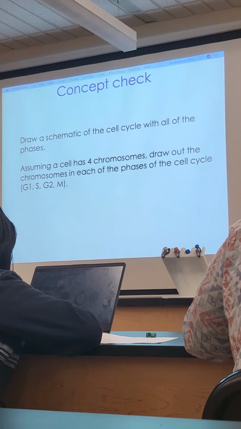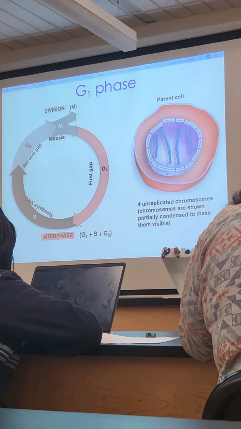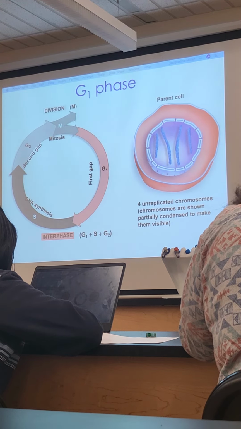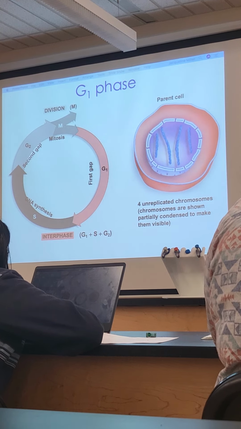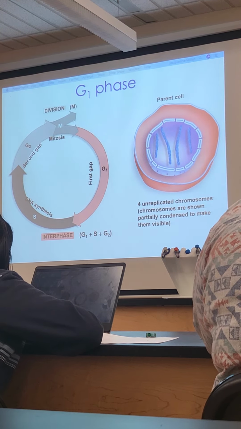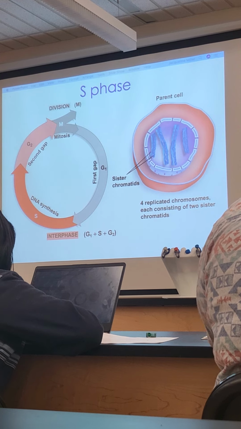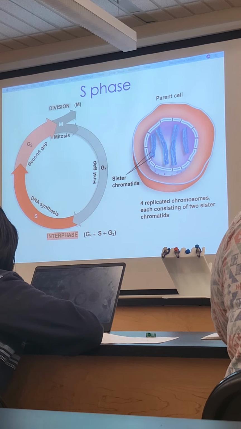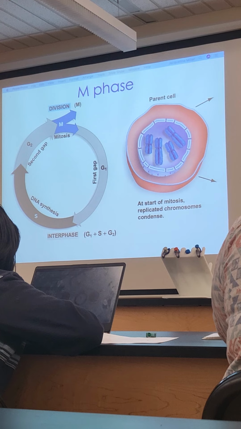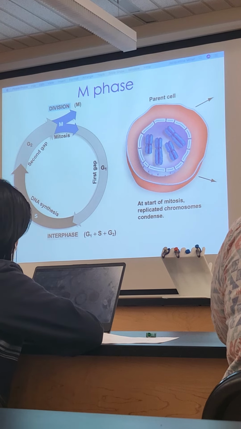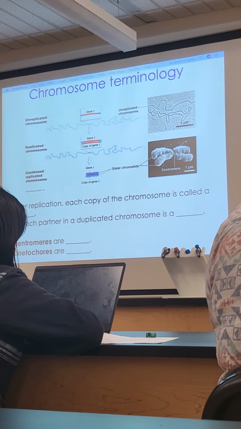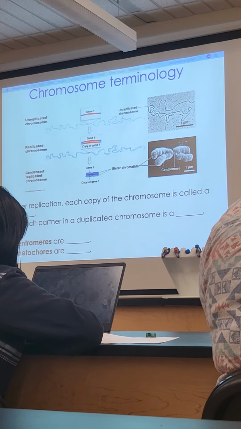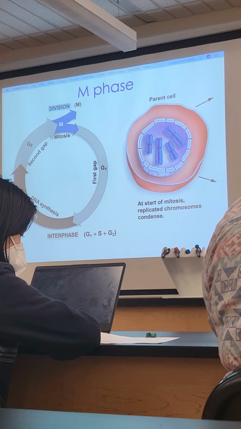Okay, so we did this part. Our picture is even more complicated than their picture because we added the centrosomes here. So here we have 4 unreplicated chromosomes. And then the sister chromatids are shown. And then now, at the start of mitosis, you see they have condensed and they look like threads. And then they would, of course, divide after that. Okay, anybody have any questions on that first part?